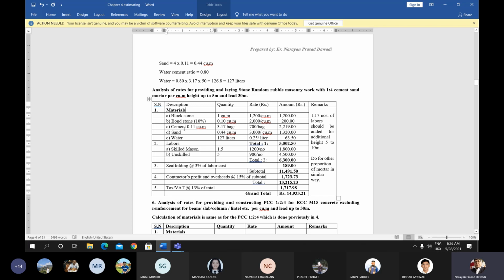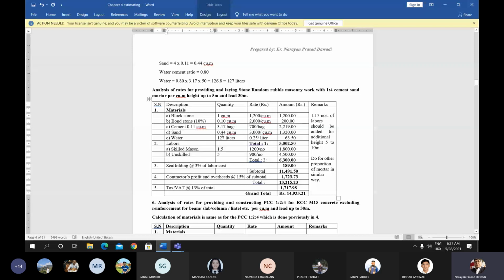Now cement, 0.11 cubic meter, is 3.17 bags. One bag of cement is 700 rupees. You get the amount of 2219 rupees for the cement. Now sand, 0.44 cubic meter as usual. The rate is 3000 per cubic meter, which gives the amount of 1320 rupees.